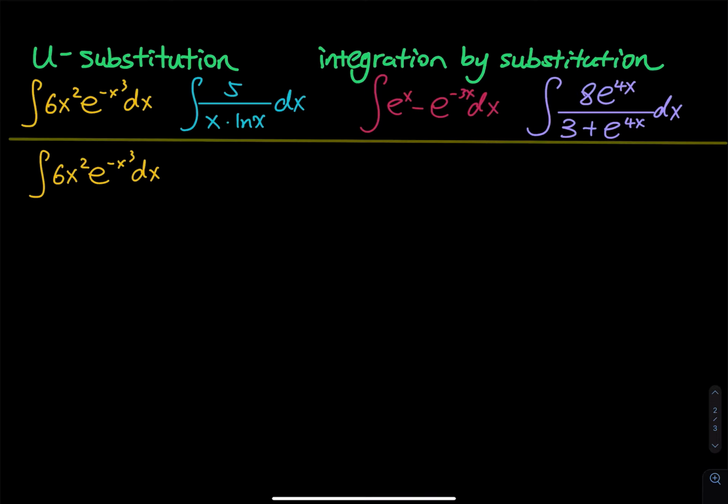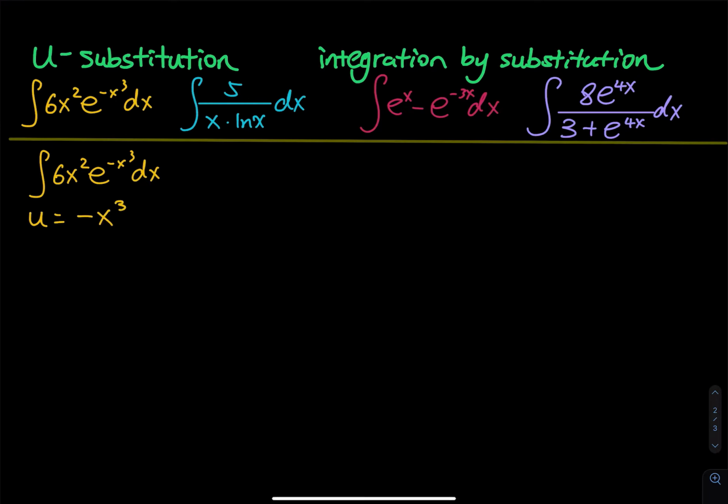u-substitution, or you call it integration by substitution. The first integral, we have the integral of 6x squared times e raised to negative x to the third. Do you see that this piece, e raised to negative x to the third, is a composition function, right? We have a negative x to the third inside an exponential function. Therefore, I am going to let u equal negative x to the third power.